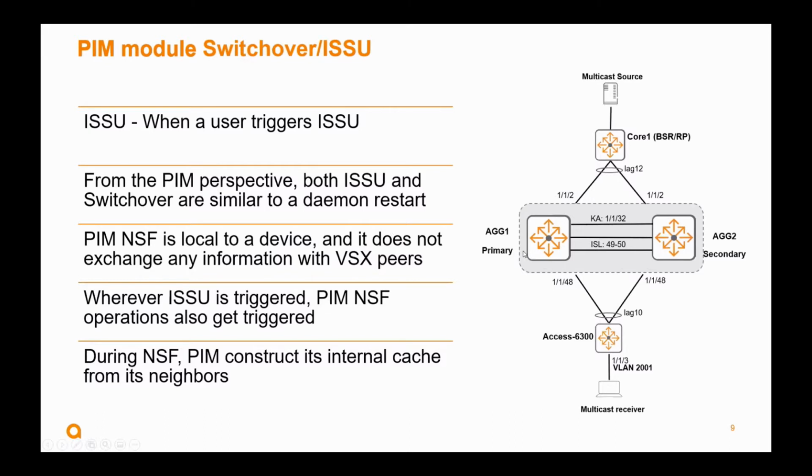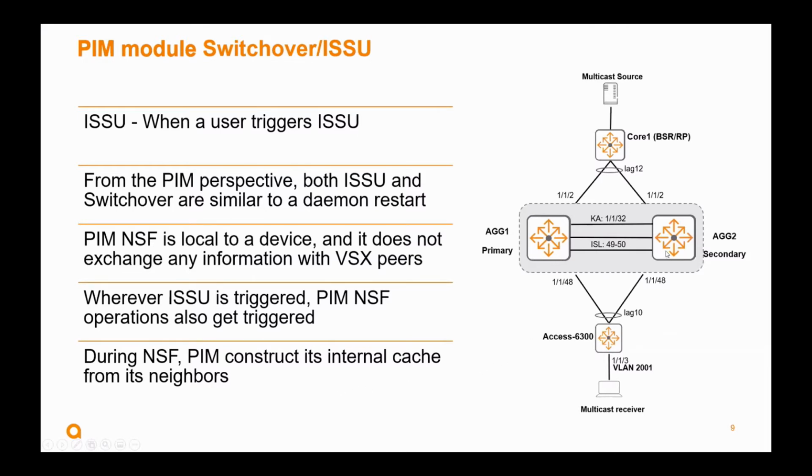So in this case, for example, when we are in the process of an in-service software upgrade, switch over is similar to daemon restart. Again, there are no messages being exchanged between these VSX nodes with regard to PIM nonstop forwarding. They are locally handled on each device. PIM nonstop forwarding is local to the device. It does not exchange any information, right? Whenever we trigger this ISSU, the PIM nonstop forwarding operation gets triggered as well.